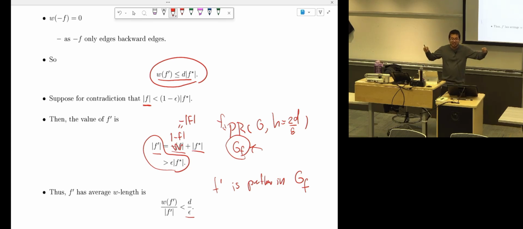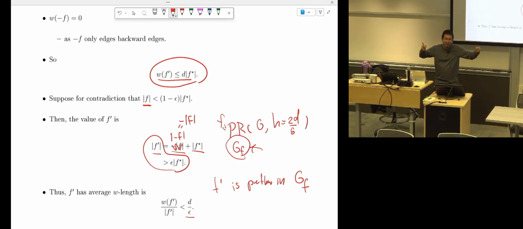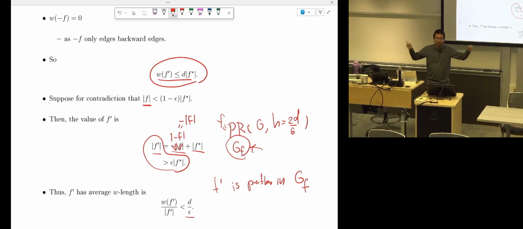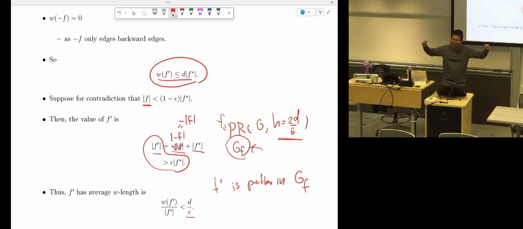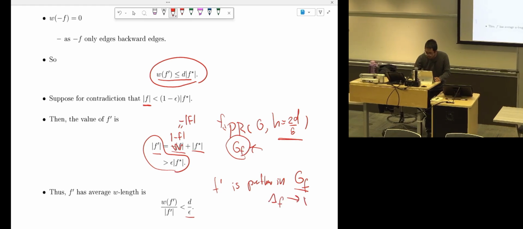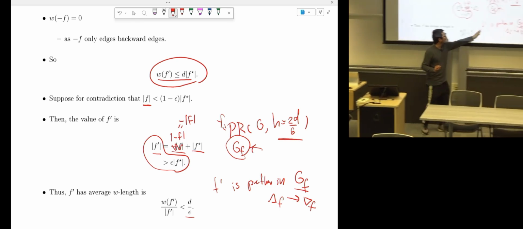The distance from excess to sink is far. It's at least H far, right? Excess to sink is H far. This is a preflow that sends from excess to the residual sink. And this guy says that on average, each flow that is successfully sent has this length.